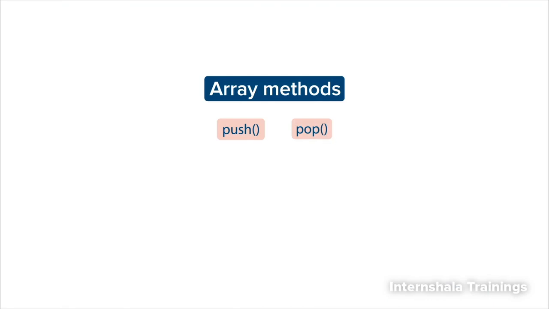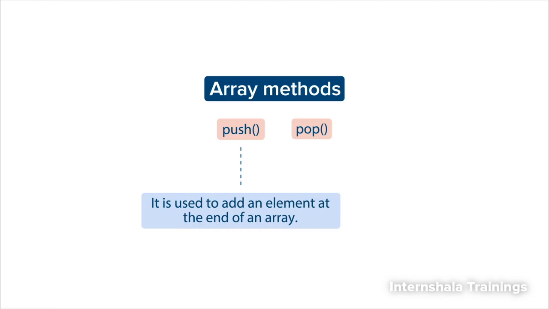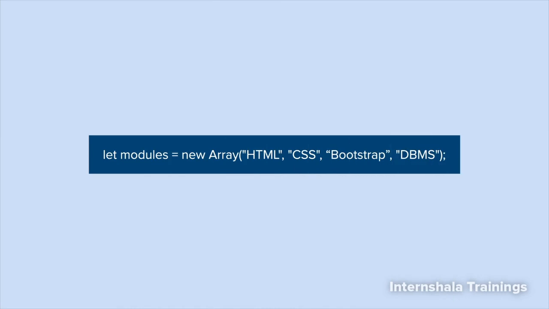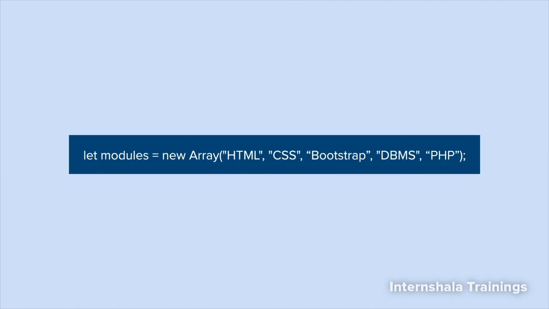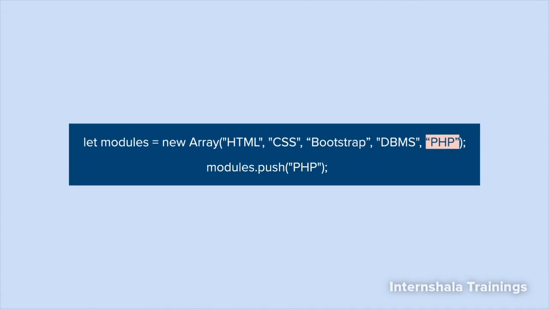Next, every array in JavaScript has two methods, and they are push method and pop method. There are more methods, but these two methods are always present in every object of the type array. Let us understand the role of both these methods one by one. So, the push method allows us to add a new array element at the end of the array. Earlier, we defined this array where we had 4 elements. Now, if we want to add the 5th element PHP to this array, we can use the push method like this. This will add the PHP as the 5th element of the array.